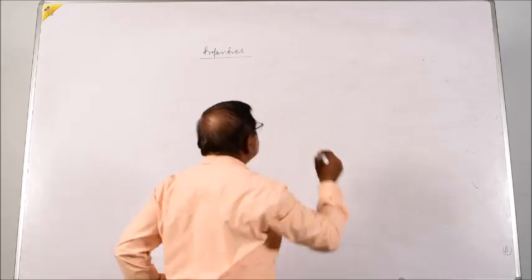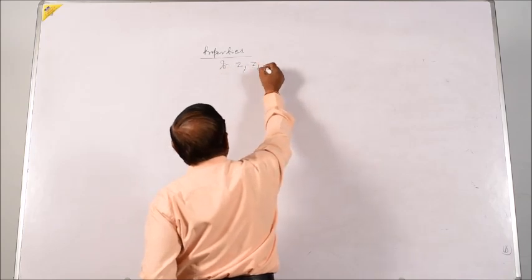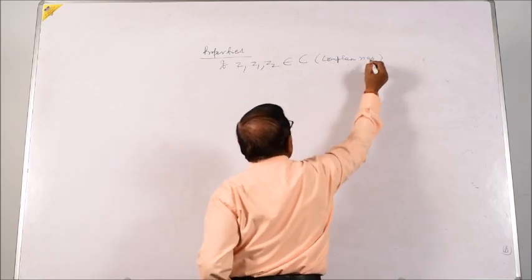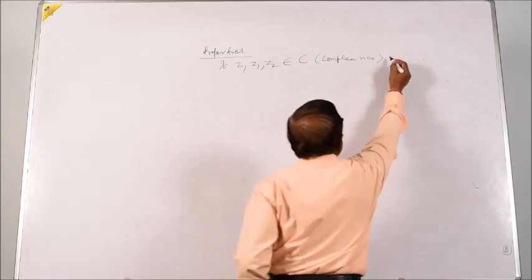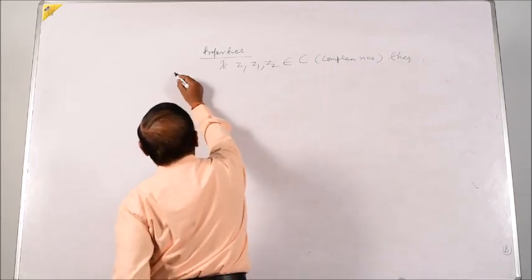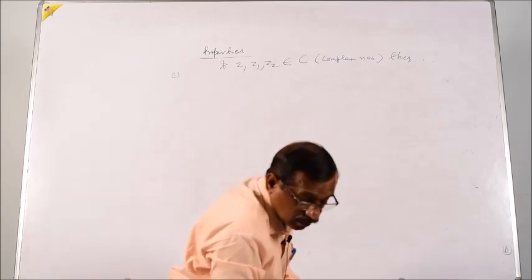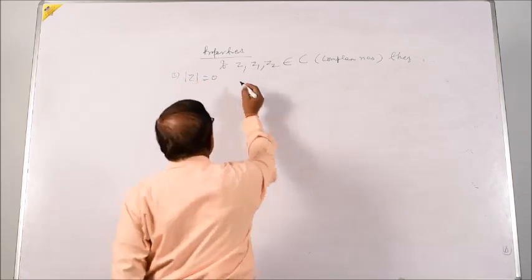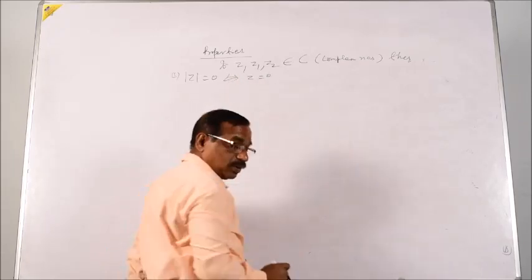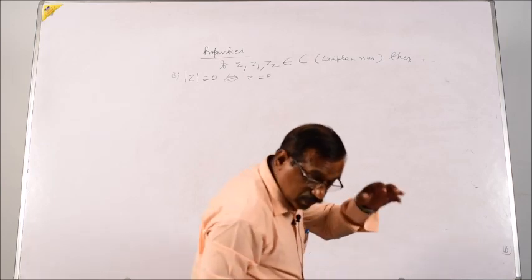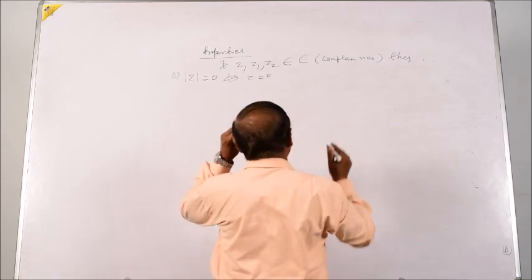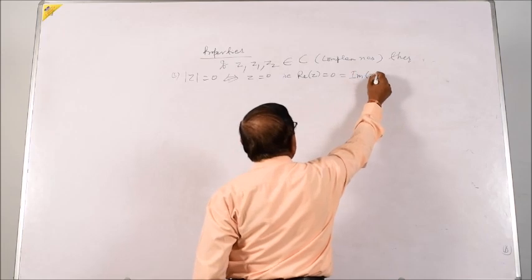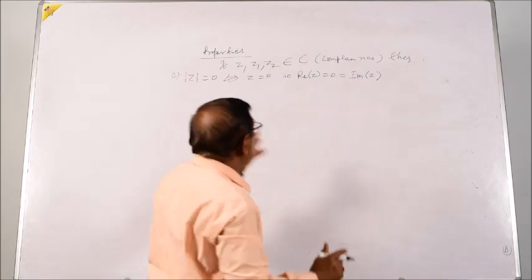If z, z1, z2 belong to C, the complex numbers, then mod z is 0 if and only if z is equal to 0, that is, real z is 0 and imaginary z is 0. You should prove this.